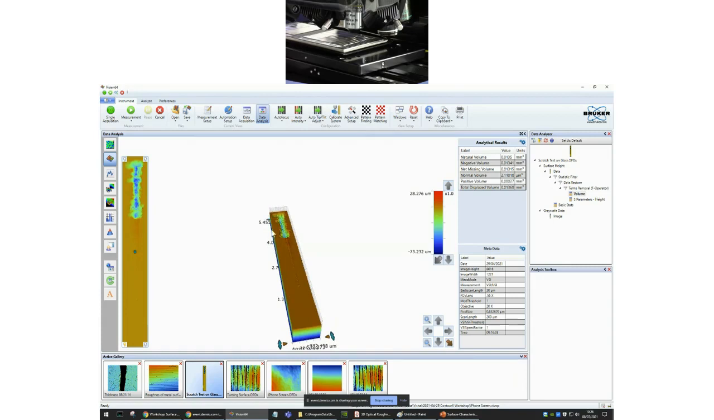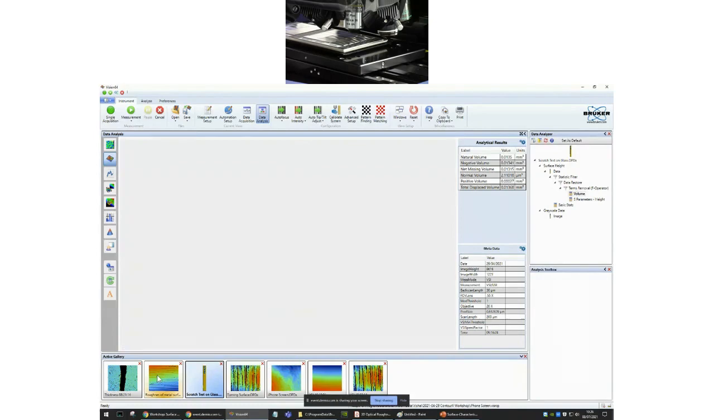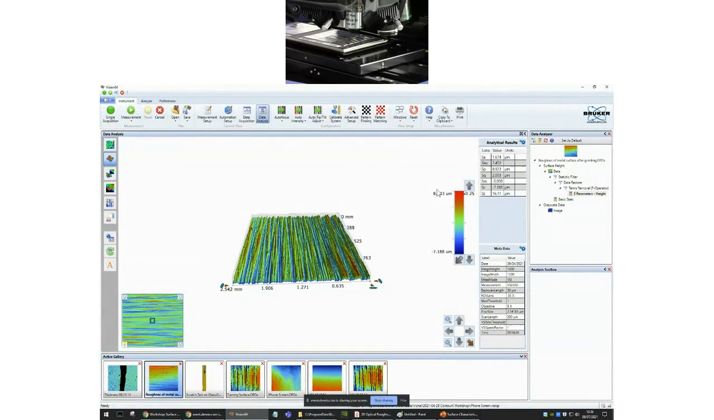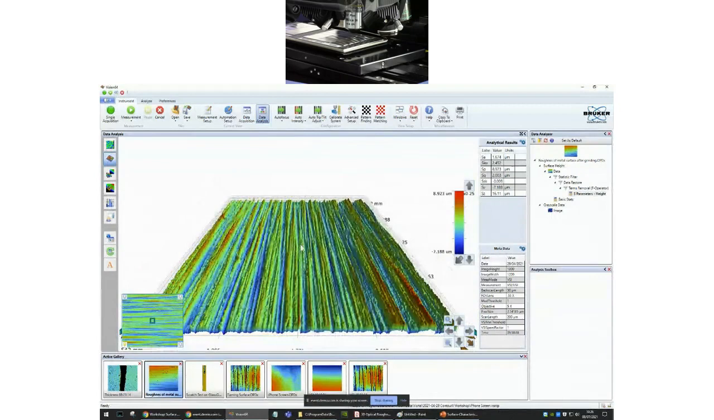Just carry on moving. This is another surface that's just been polished, and again you can see the surface roughness here is about 1.5 micrometers, so we can go all the way from nano to micro, and it's not a problem. We have a couple other questions here.